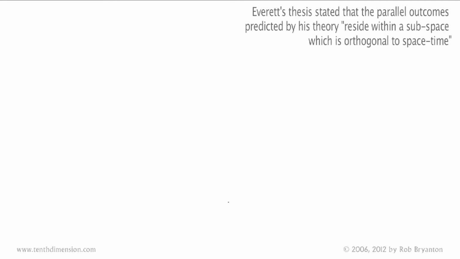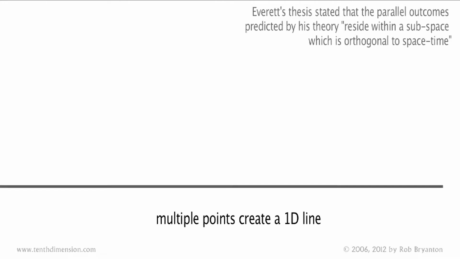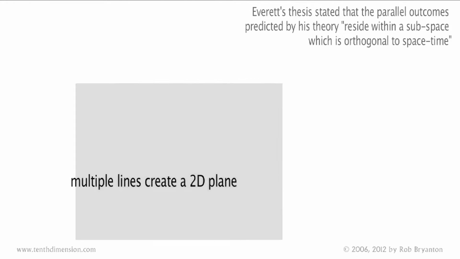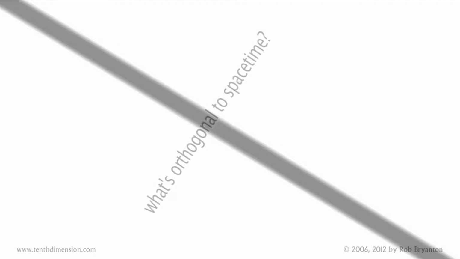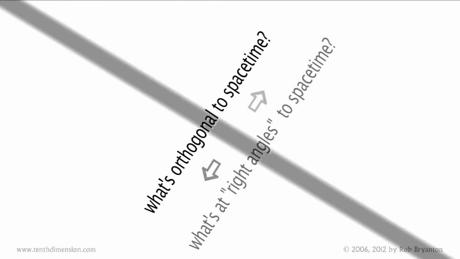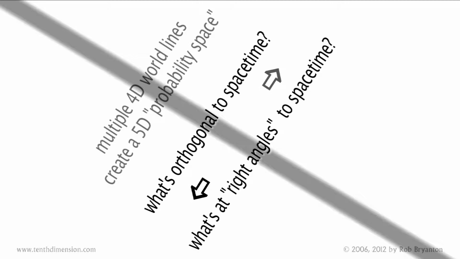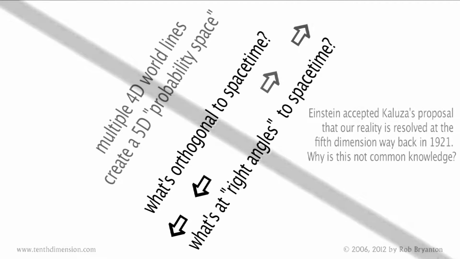It was Everett who showed us that these parallel outcomes reside within a space which is orthogonal to spacetime, and the versions of the universe that we don't observe are just as real as the ones we do. What's orthogonal, or at right angles, to spacetime? With this project, this leads us to the conclusion that Everett's many worlds reside within the fifth dimension.